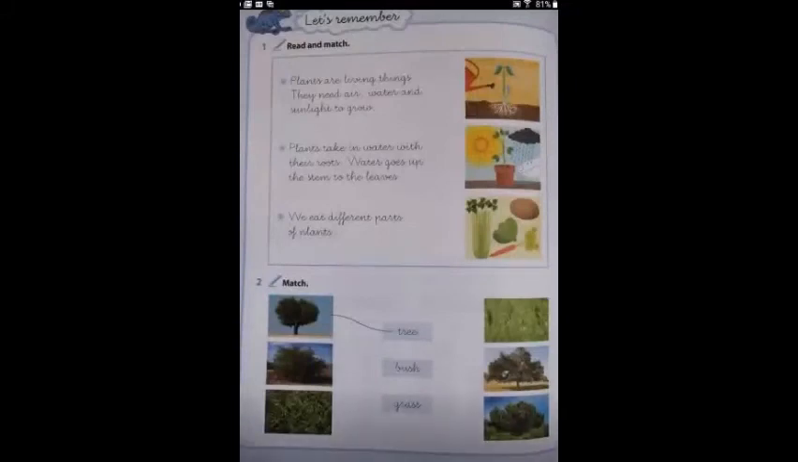Okay, so now we have, let's remember, read and match. Plants are living things. They need air, water, and sunlight to grow. Plants take in water with their roots. Water goes up the stem to the leaves. We eat different parts of plants. Okay, so you need to match the picture to the paragraph.